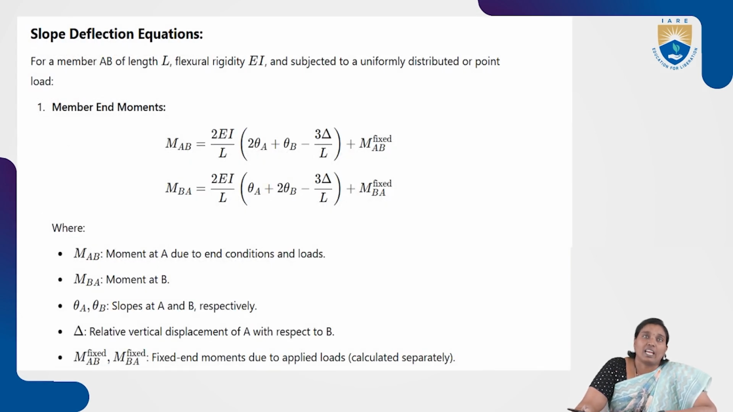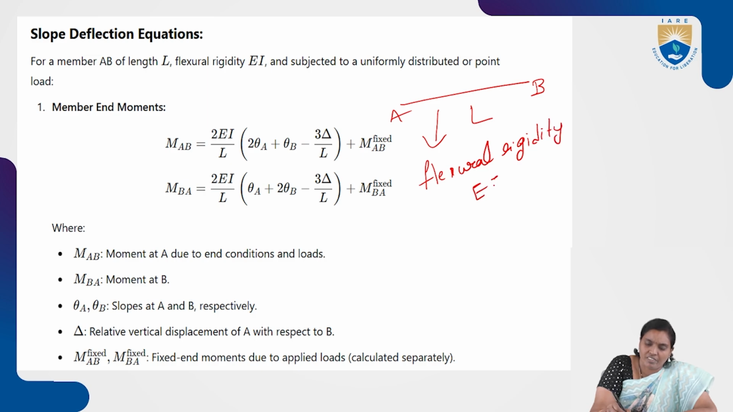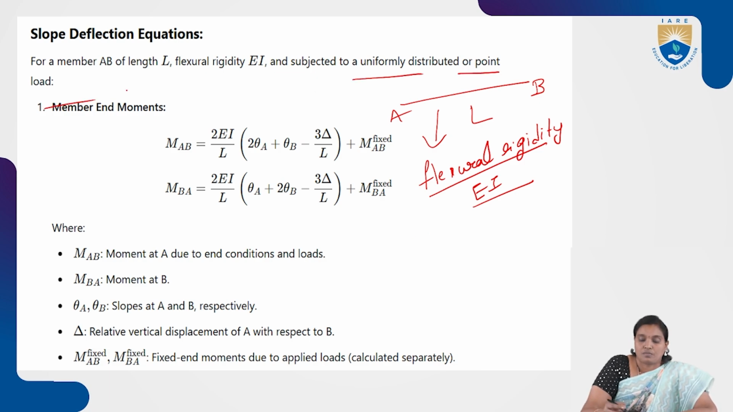Here, for any member AB of length L and its flexural rigidity, it is important. The flexural rigidity of each and every member element involved in this slope deflection method plays a role in identifying the various movements, calculating slopes and the various parameters involved in that particular element. The member is subjected to uniformly distributed or point load, it depends upon the type of load and the type of member.